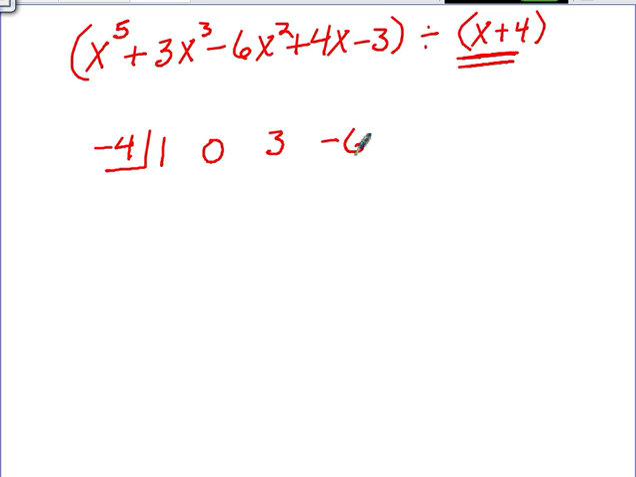You have negative 6x squared. You have 4x, and you have x to the 0 power. Now, something else I would like to point out, you're dividing x to the 5th by x to the 1st. You should get an x to the 4th answer.